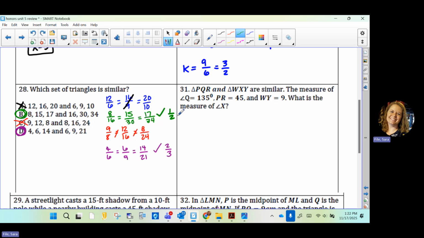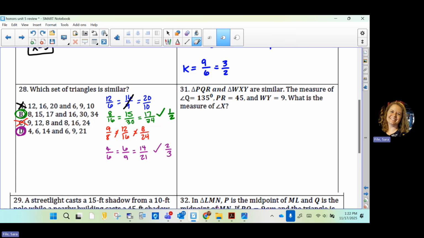All right, in 31, it says triangle PQR and triangle WXY are similar. So we're told they are similar. The measure of Q is 135, PR is 45, and WY is 9. What is the measure of angle X? There is extra information here you don't need. Y'all had one on the quiz like this where a lot of y'all got caught up on the extra information. If it's not needed, don't worry about it.